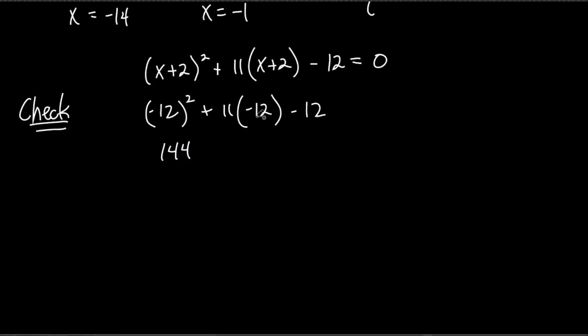144. This is going to be a minus. What's 11 times 12? You know that? 132. Okay, and let's see, does this equal 0? Well, what's 144 minus 132? Well, that would be 12, wouldn't it? Right, 144 minus 132 is 12. 12 minus 12 is 0. Does 0 equal 0? Of course it does.